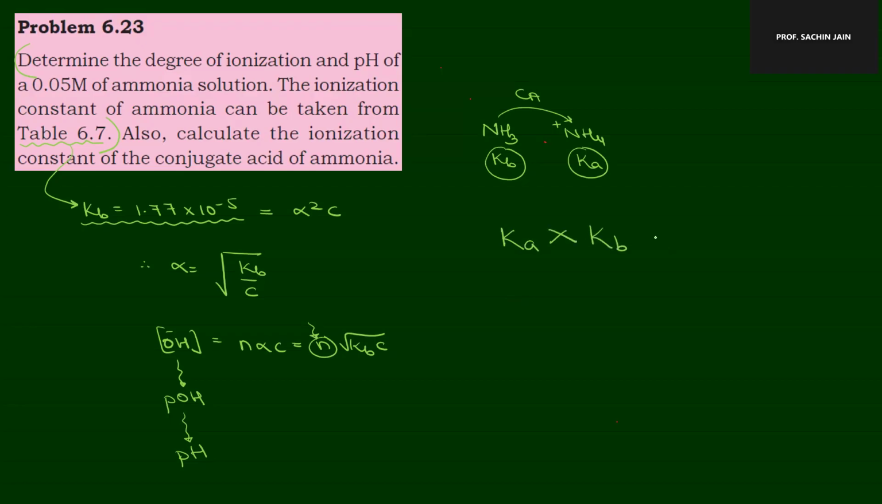Ka into Kb is equal to Kw, which is equal to 10 raised to minus 14. So for a base, its conjugate acid's ionization constant is Ka. So if you know the base's Kb, then Ka, which is the conjugate acid's ionization constant, would be 10 raised to minus 14 upon Kb value. समझा?